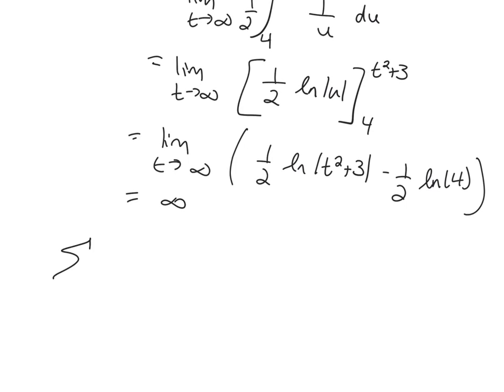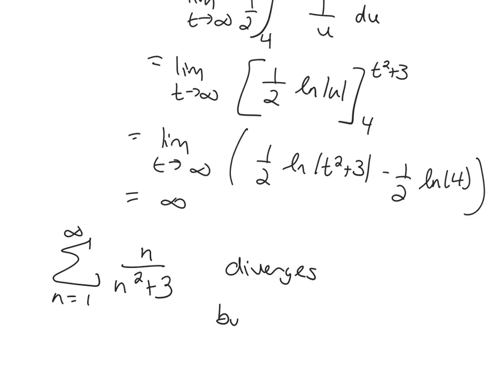So this tells us that our series, which was n over n squared plus 3, diverges by what test? The integral test. Anytime you say converges or diverges, you should give me a reason, okay? There's my reason right there.